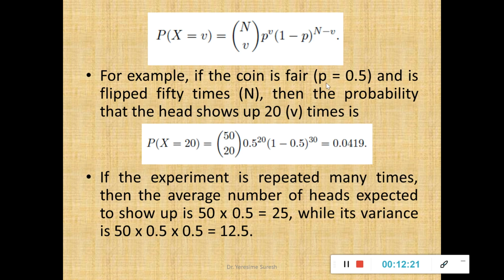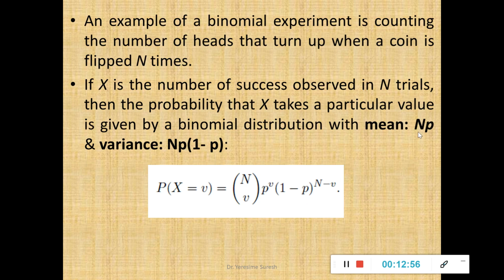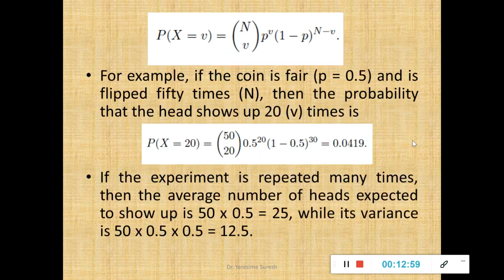So if I substitute the values of probability, n and v into this equation, I'll get a probability of 0.00419. That means the probability that head will occur 20 times out of 50 trials is equal to 0.00419. And if this experiment is repeated many times, then the average number of heads expected to show up is 50 into 0.5. Why? Because I'm talking about the average number of heads expected. That means I'm trying to find the mean value, and the mean value is determined by np. N stands for number of trials, p stands for probability.